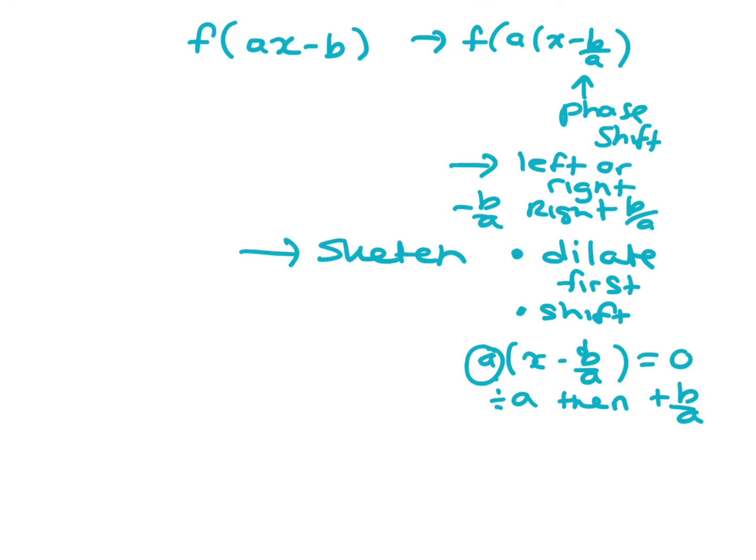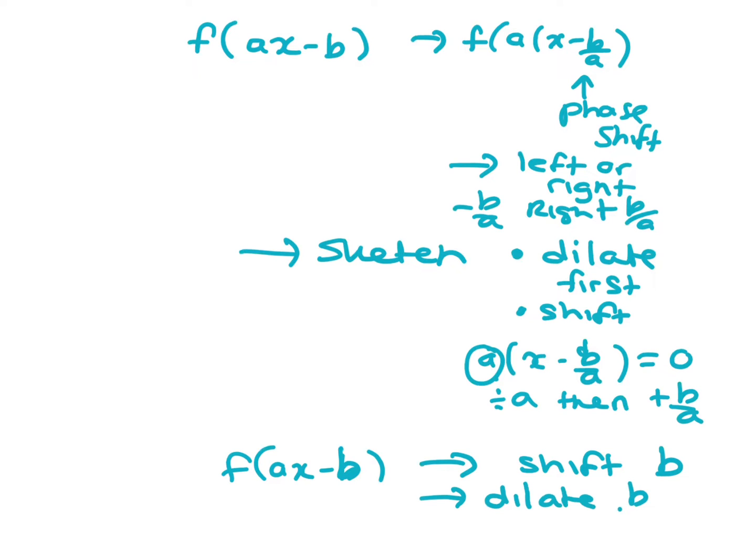Alright, now when you're actually sketching, I feel the better way, or the way I find easier, especially when you're doing trig functions, is to shift by b and then dilate by b on a. So when you're actually looking at trig functions, the phase shift for the trig function would be b on a, not just the b, because it has to be the dilated shift.